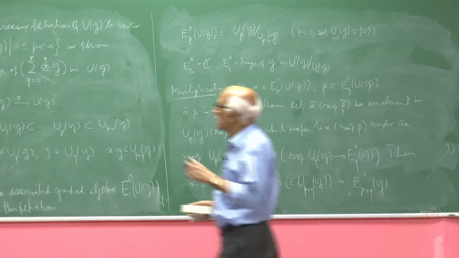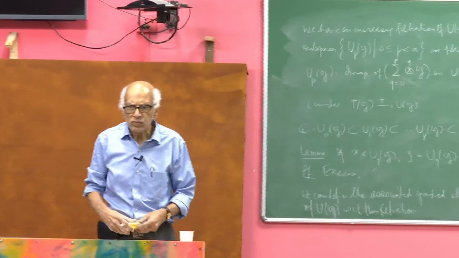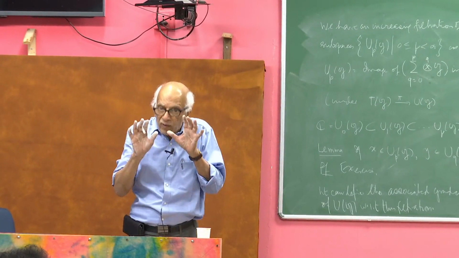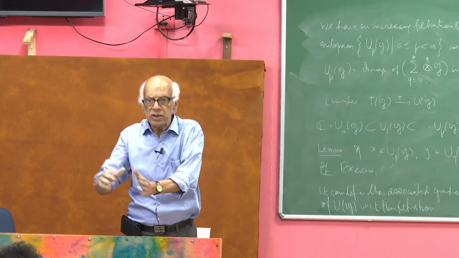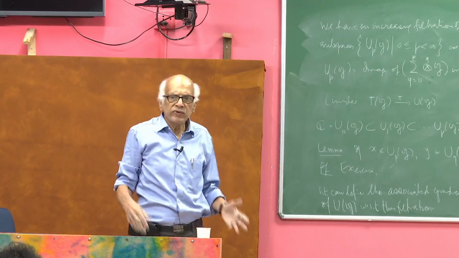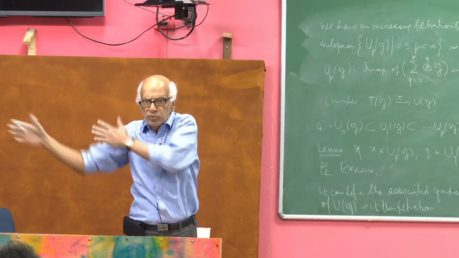Okay, now. In the same way, we can define the associated algebra for any algebra. If you have a filtration with the property that the P-th stage and the Q-th stage multiplied go into the (P plus Q)-th stage, then you can do it. There is nothing special about the enveloping algebra. If you have a filtered algebra with the right property, then you can do the whole thing.